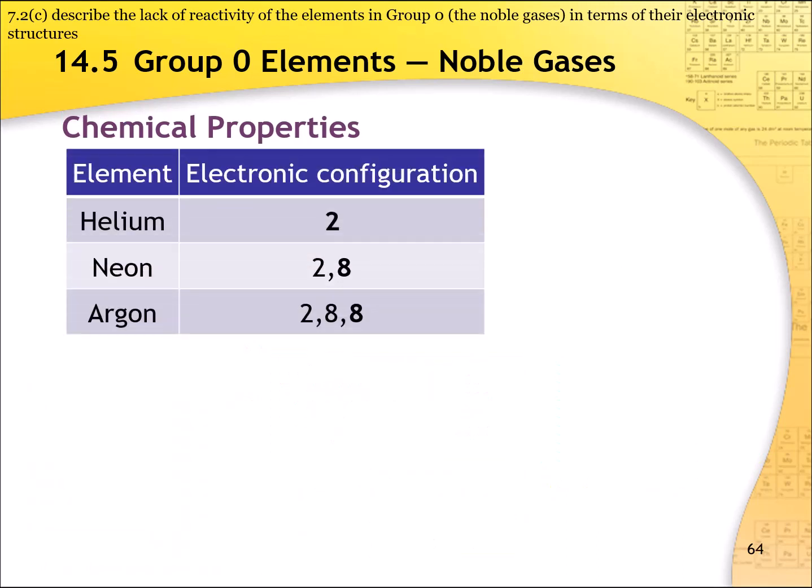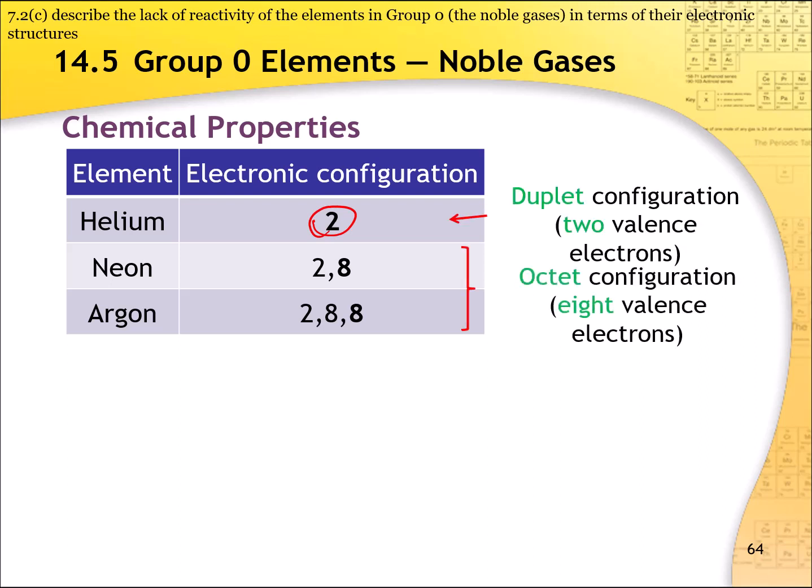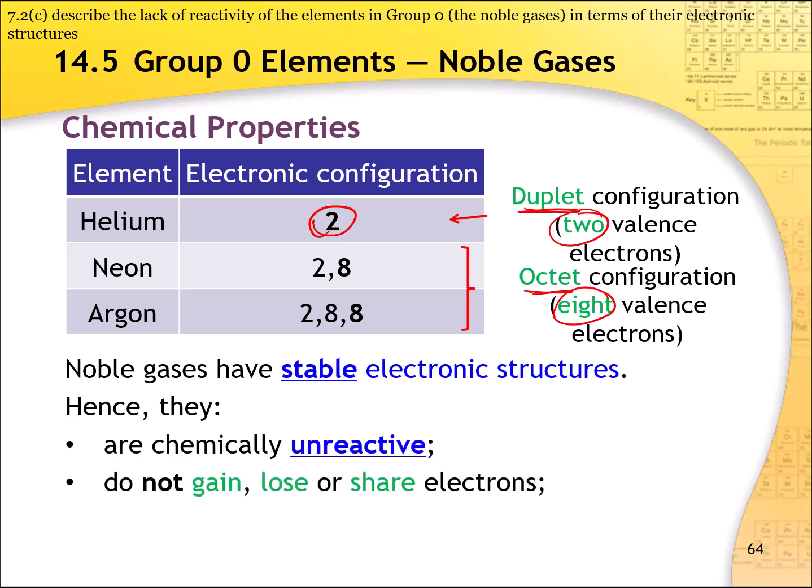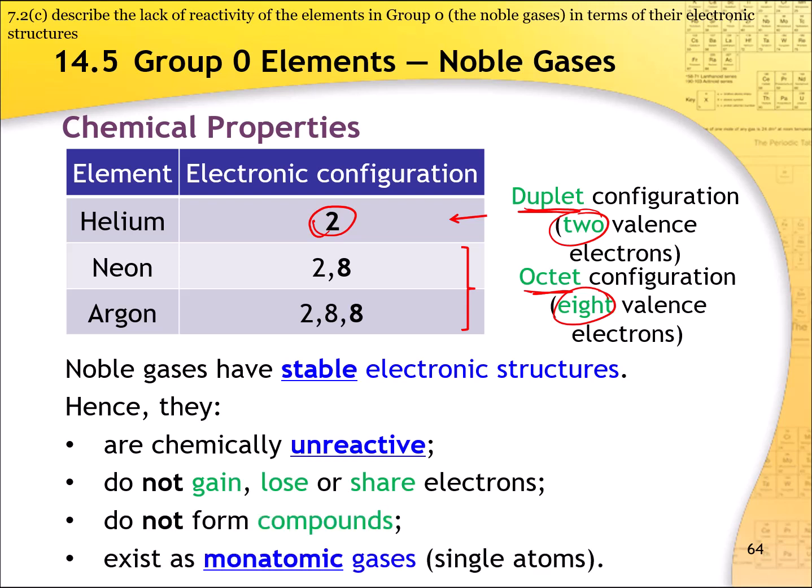Look at the configuration here. The first shell is 2, which means it's a completely filled shell. The second shell is 8. These are completely filled shells. Sometimes they call them duplet or octet configuration. Octet means 8, duplet means 2. So they have stable electronic structures, and a stable electronic structure also means completely filled shells. Therefore they are unreactive. They do not need to gain, lose or share, and they do not form compounds. Hence, they exist as monatomic gases. Monatomic means a single atom.